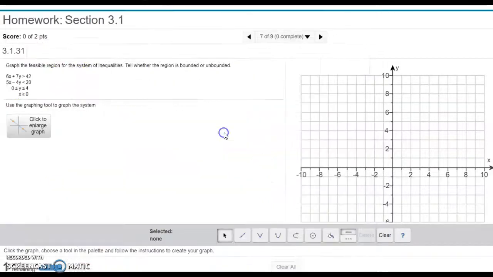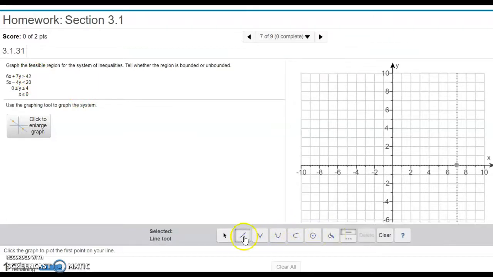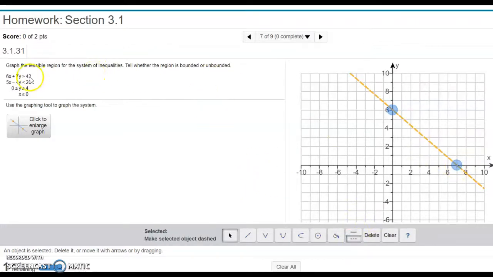All right, so let's go ahead and graph. All right, so let's do the first one. So I'm going to grab my graphing tool here. Where is it? Okay, so we said what? 6 on the y. So I'm going to put a dot 6 on the y and 7 on the x. Now, that is a dashed line because do you see it can't equal 42.